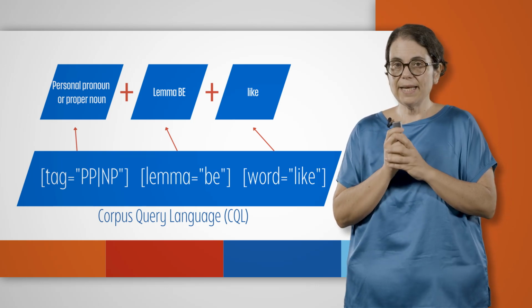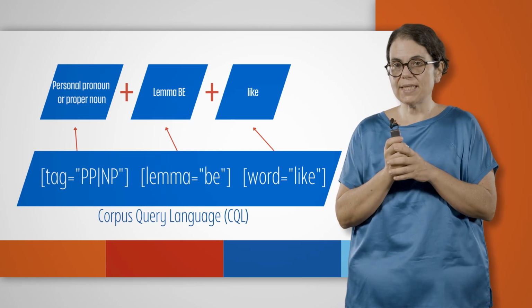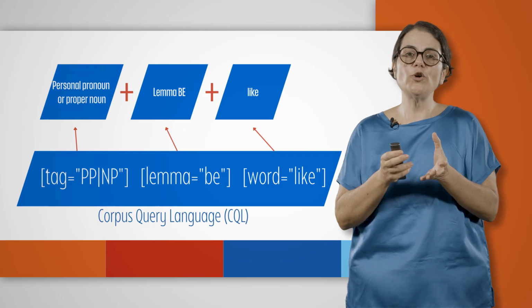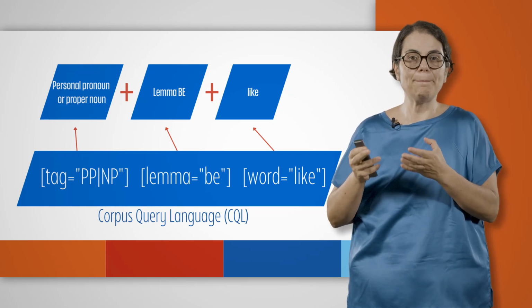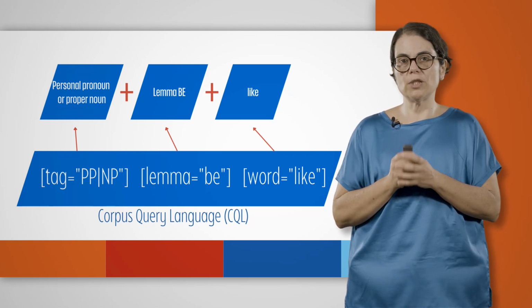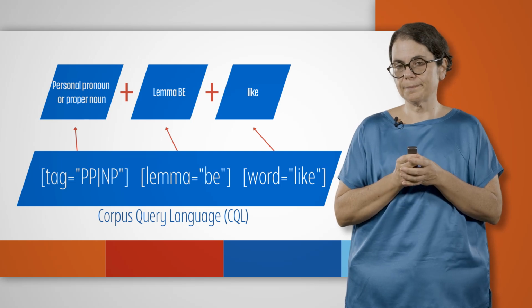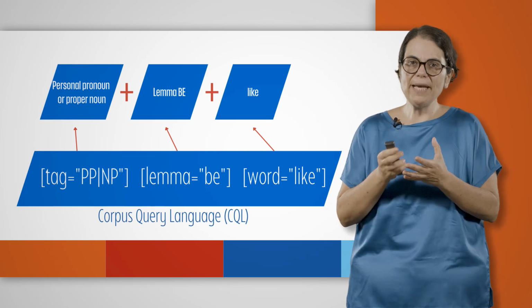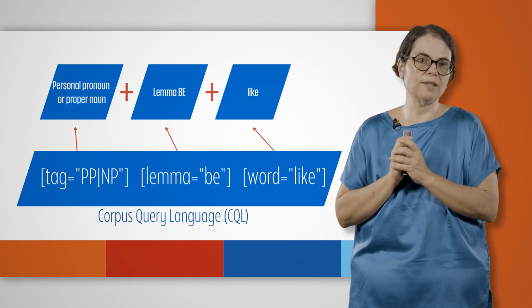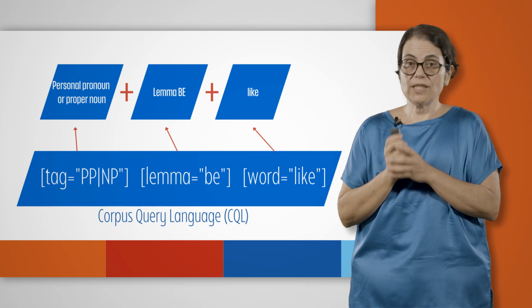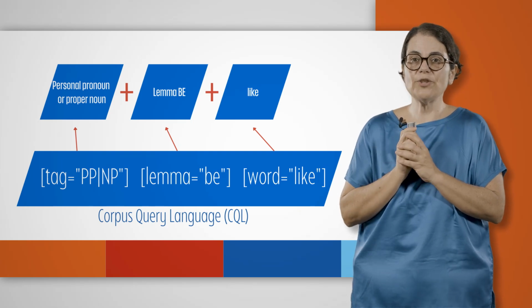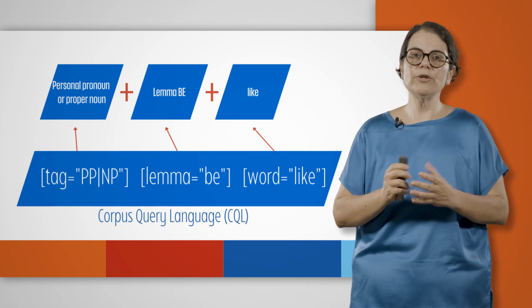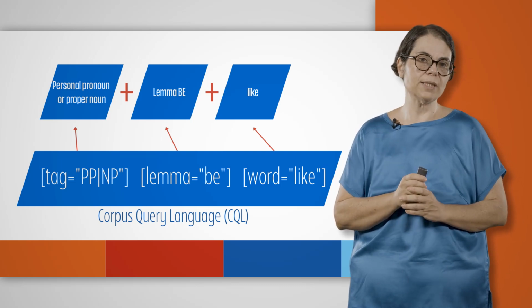This syntax is used to retrieve tokens tagged as personal pronouns or proper nouns, followed by any form of the lemma be, followed by the word like. If you like, you can pause the video now and make sure that you understand what each part means. This query returns 11 results out of the almost 1,000 occurrences of like we originally found in turns by students.